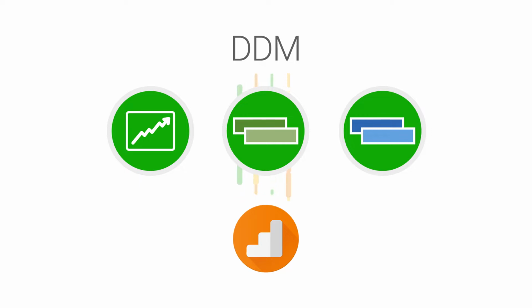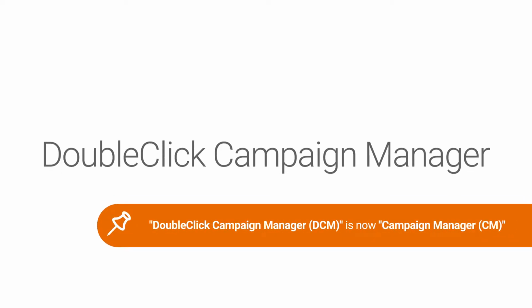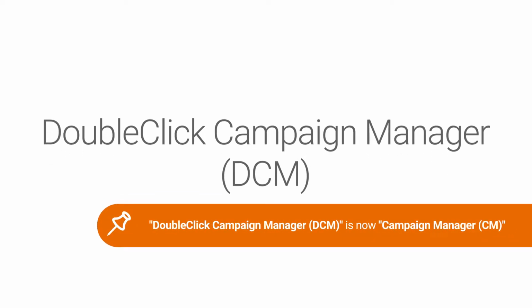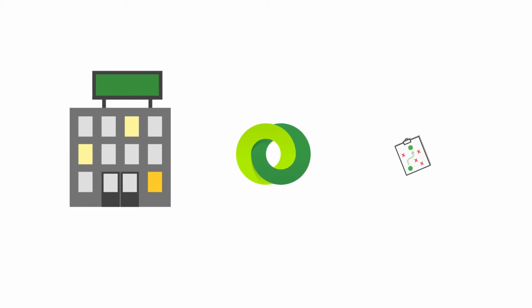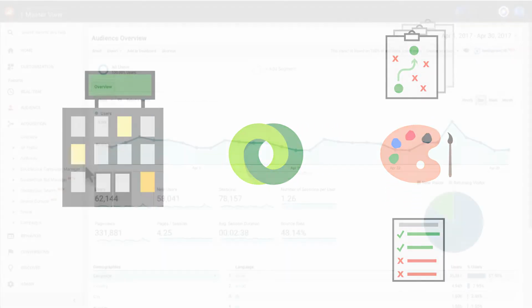Let's look at which DoubleClick solutions integrate with Google Analytics 360. DoubleClick Campaign Manager, or DCM, is Google's third-party ad server and ad management system. Agencies and advertisers can use DCM to traffic media plans, upload creatives, and set ad serving rules.